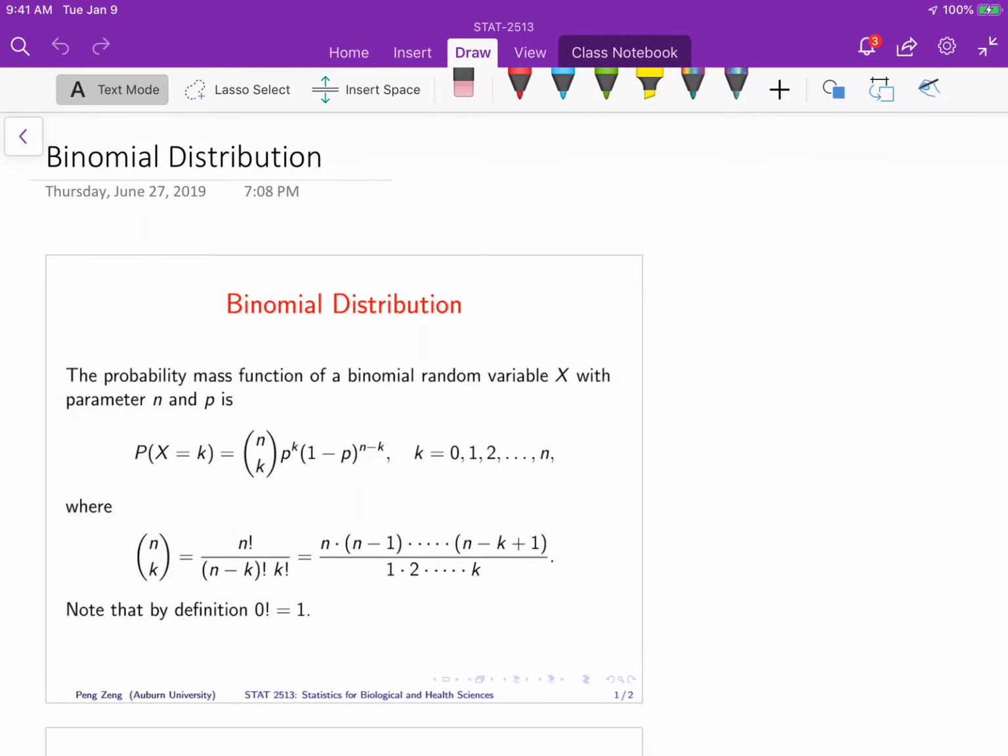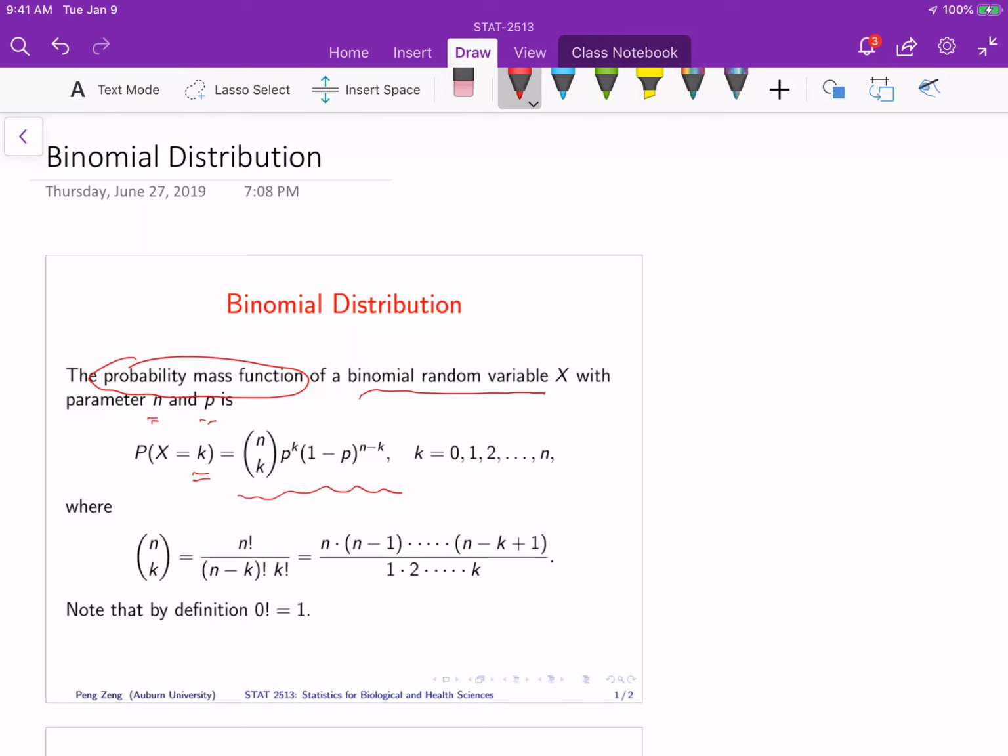The probability mass function of a binomial random variable X with parameters n and p. Notice for a binomial random variable, there are two parameters, n and p. If we want to know the probability that X equals k, this formula lists how to calculate the probability.